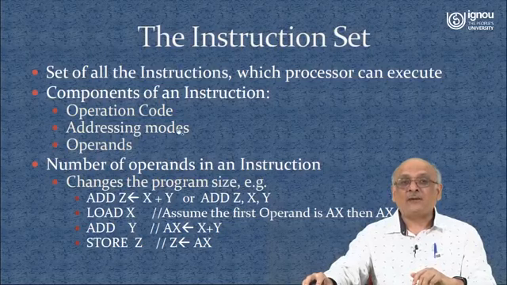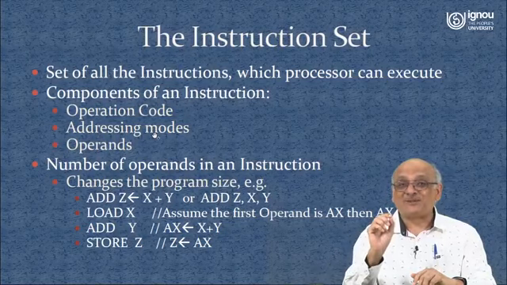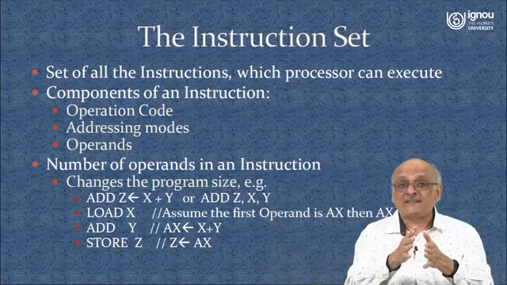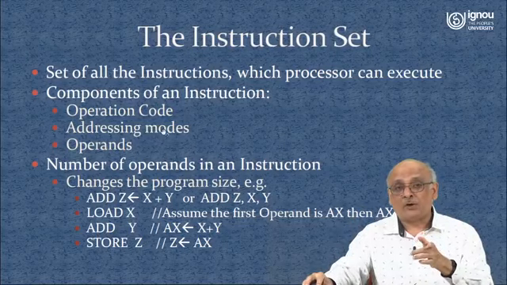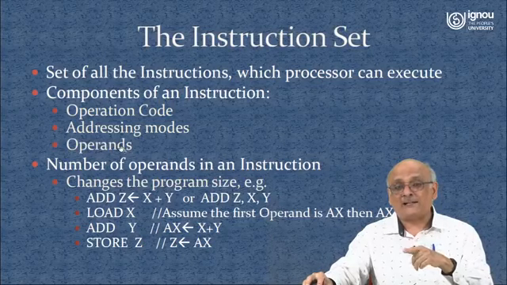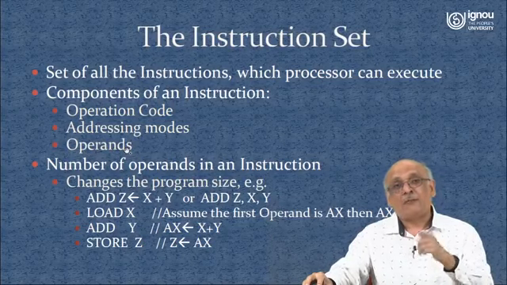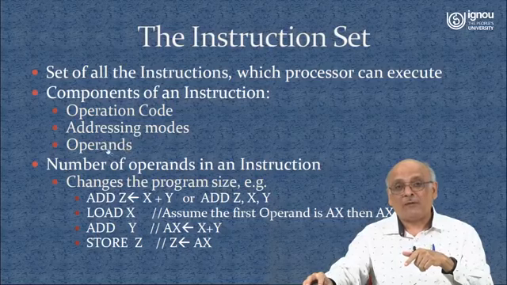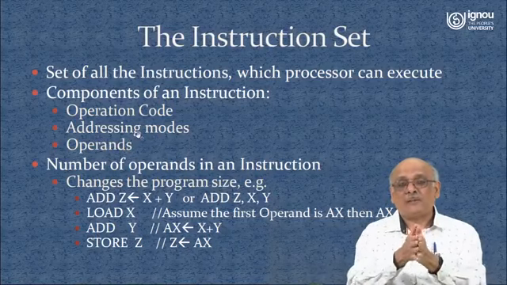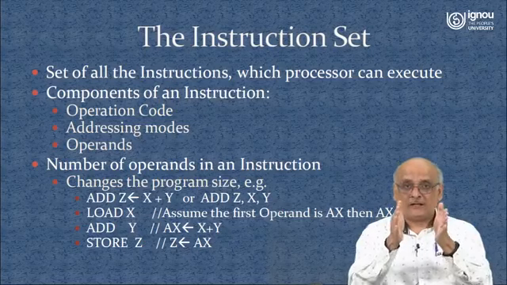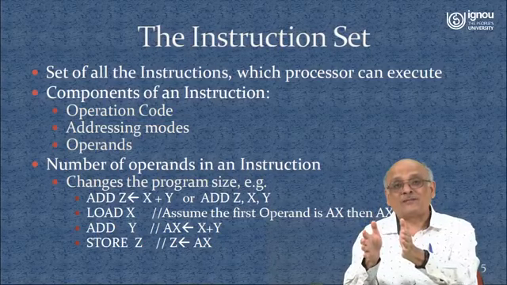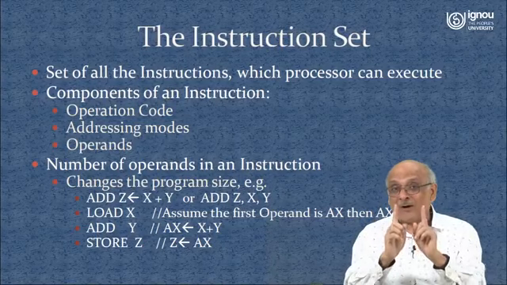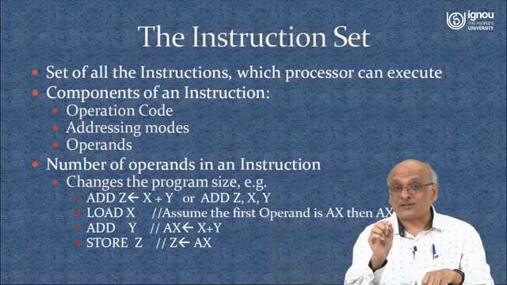Okay, then addressing modes. Now we discussed 8086 addressing modes, if you remember. Addressing modes basically tell us how and where an operand can be found. So how an operand can be found is the addressing mode, and for operands, the address of the operand is where it is going to be found. How and where. So basically an instruction will consist of what operation is to be performed and what data on which that particular operation is to be performed.